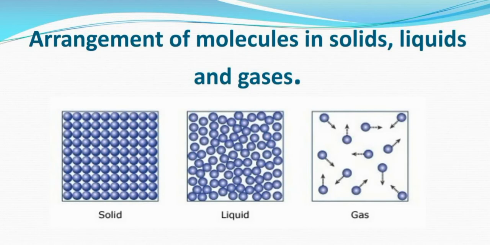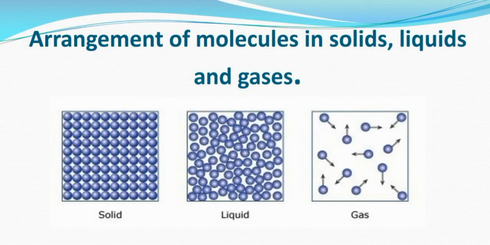Now we will talk about liquids. In liquids, the molecules are less closely packed than in solids. They are loosely packed. The attraction between the molecules in a liquid is less compared with that of solids. Molecules can move around freely, but they have less space. That is why liquids can flow. A liquid has a definite volume. It has a fixed volume but not a fixed shape.